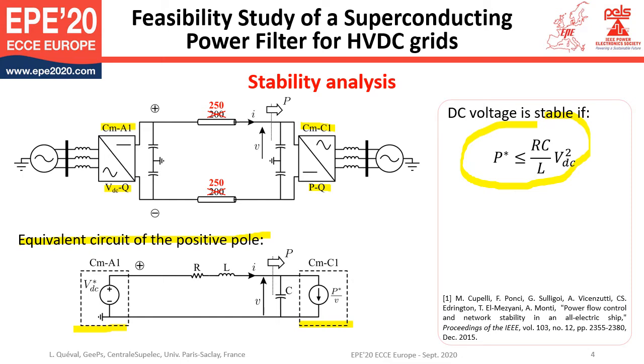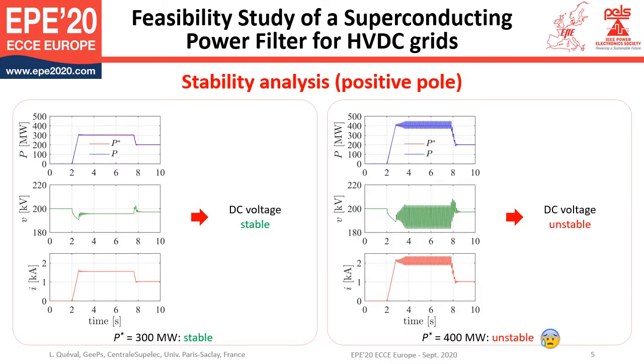In practice, the control loops modify the dynamics of the system. This makes it difficult to calculate precisely the stability limit. But this expression is useful to illustrate that when the power increases, the system becomes unstable. For this case study, the stability limit is found to be approximately 350 MW per pole. Let's see what happens under and above this value.